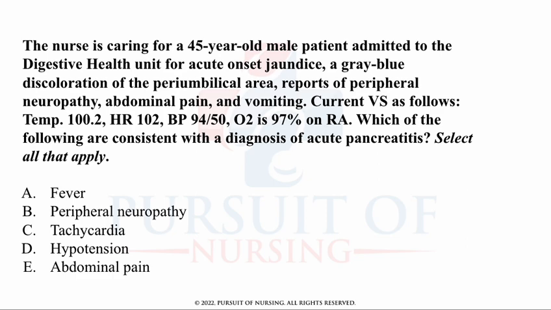Select all that apply. So what are the signs or symptoms of acute pancreatitis? A fever, peripheral neuropathy, tachycardia, hypotension, or abdominal pain. And just remember that gray-blue discoloration, it's called a Cullen's sign when there is discoloration of the periumbilical area, and then it's a Turner sign when there's a bluish discoloration of the flanks, just as a side note. So going back to the question, select all of the following that are consistent with a diagnosis of acute pancreatitis.